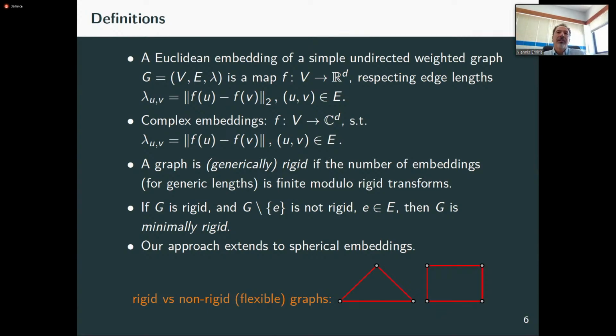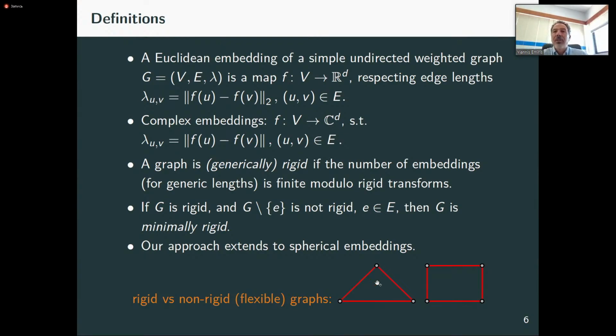Now, I'm interested in the generic situation, because the generic situation maximizes the number of embeddings. So if I would like to know what is the maximum possible number of embeddings, I can consider generic length for my input graph, and then I'm going to bound the number of embeddings. Now, an important notion, which is useful in practice, is to consider graphs that have a finite number of embeddings.